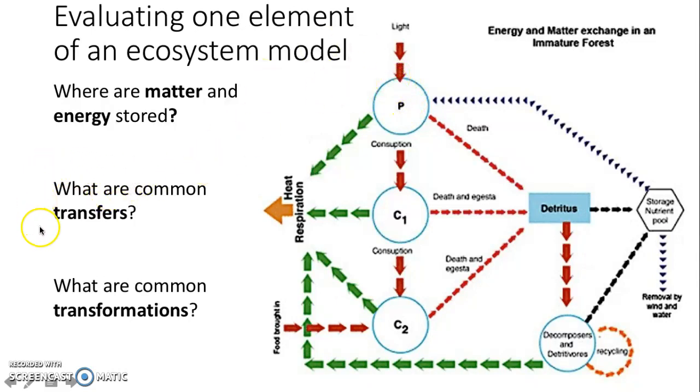Then if it says transfers, where are we looking at transfers within this system? So things moving but not necessarily changing forms. So if we're just looking at the producer, maybe a transfer could be part of that matter that's lost and being consumed by a primary consumer, or death. So that loss of matter that way would be a transfer.